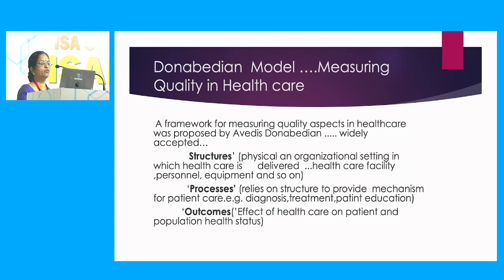A framework for measuring the quality aspects in healthcare was proposed by Donabedian years back, and this was even mentioned in Miller; it is a widely accepted one. He gives emphasis to structure, process, and outcome. Structure means the physical and organizational setting in which healthcare is delivered. That means healthcare facility, the personnel, equipment, and so on. Process means how we diagnose the disease, how we treat, what about the patient's awareness and education. Outcome is the effect of healthcare on the patient.